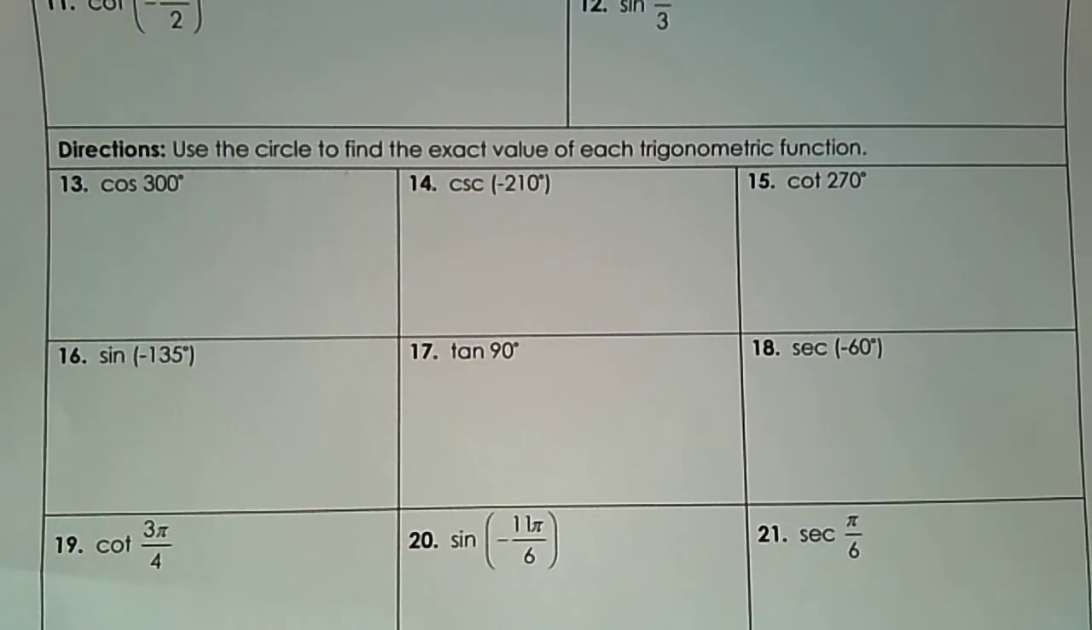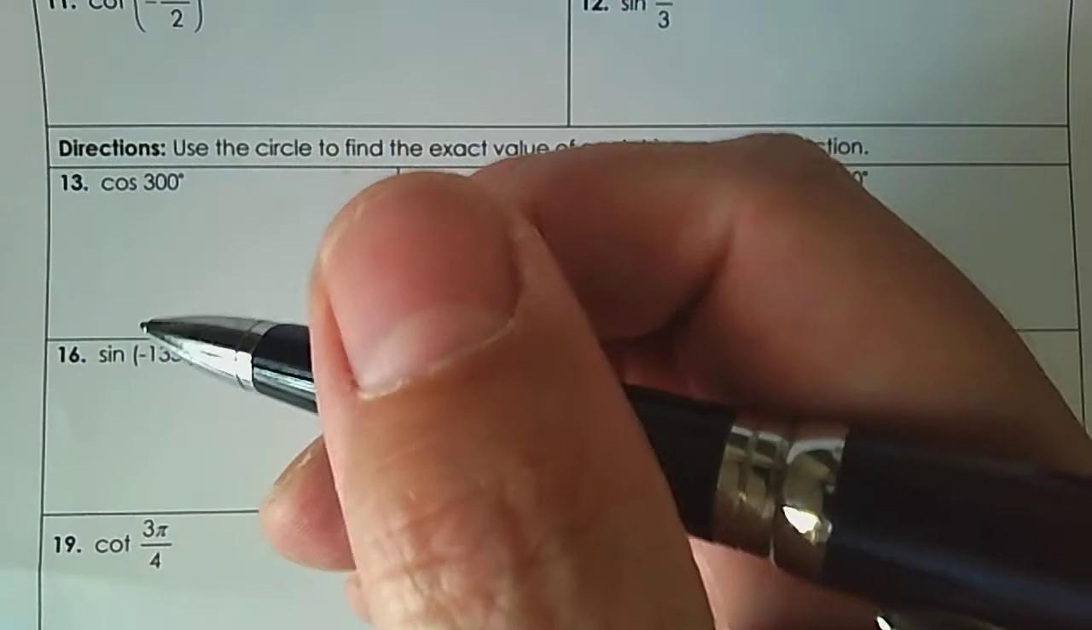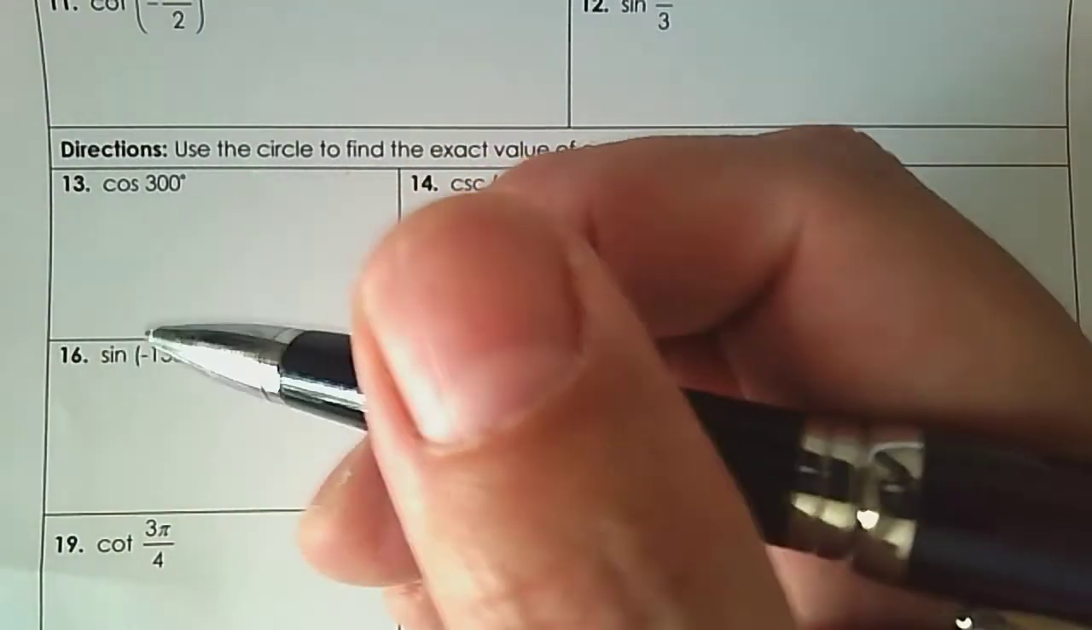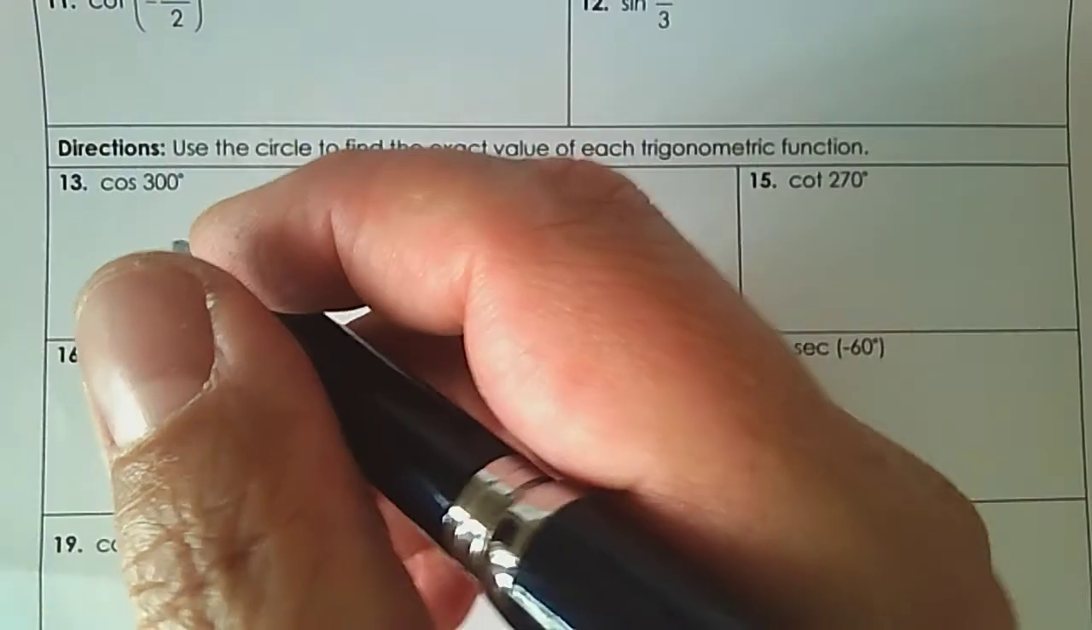Homework video on the unit circle. So, can you find the value of cosine 300? What are the steps? Step number one is to find the point on the unit circle. If you look at your unit circle, what's the point that goes with it?